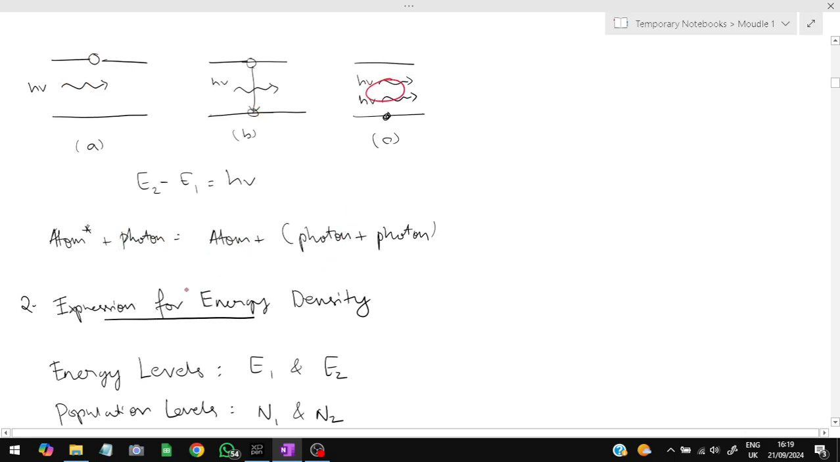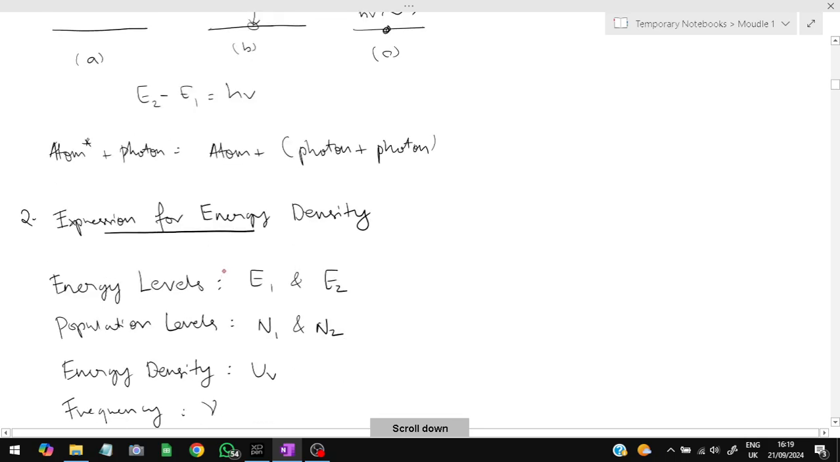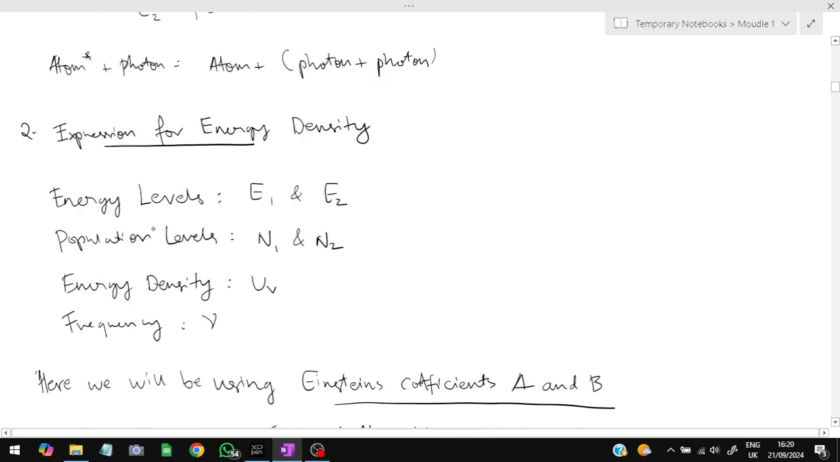Moving on to the second topic, we have the expression for energy density. Okay, so here we have a derivation which is very important from exam point of view. Before moving on to the derivation, we have to first understand a few key concepts. Here we are assuming that there are two energy levels, E1 and E2. E2 is a higher energy level and E1 is a lower energy level. The population levels N2 at E2 and N1 at E1 mean how many electrons are present in the E2 level, that is N2, and how many electrons are present in the E1 level, that is N1.